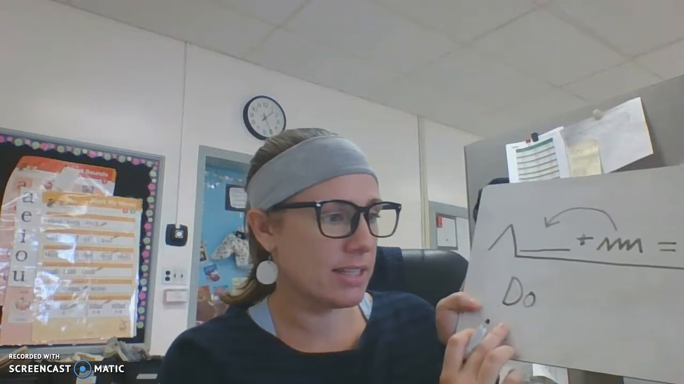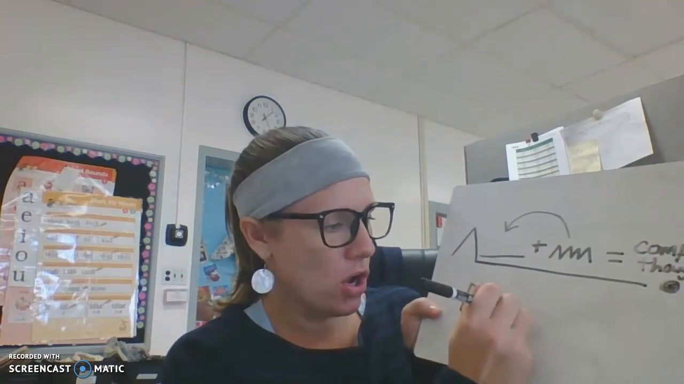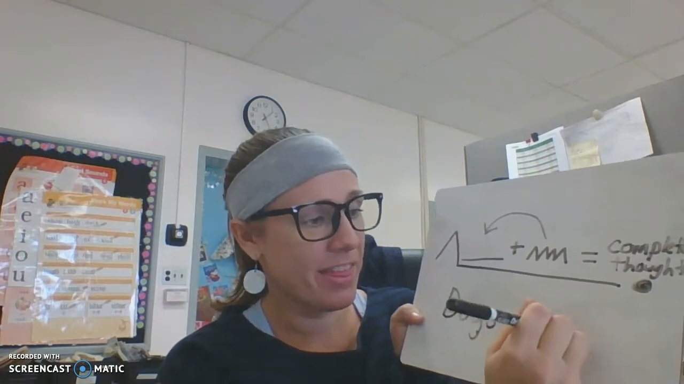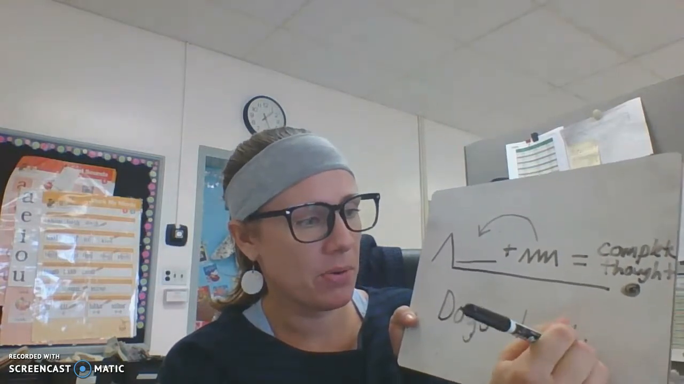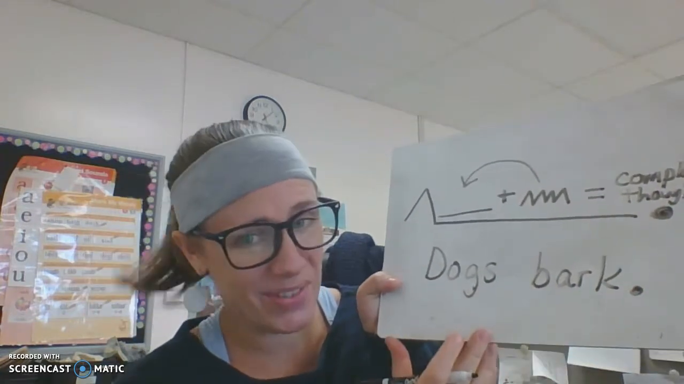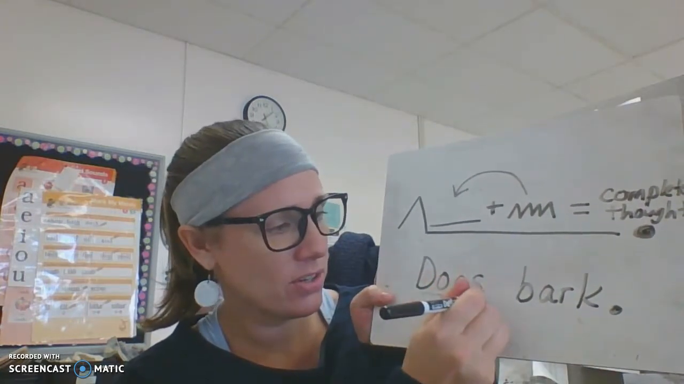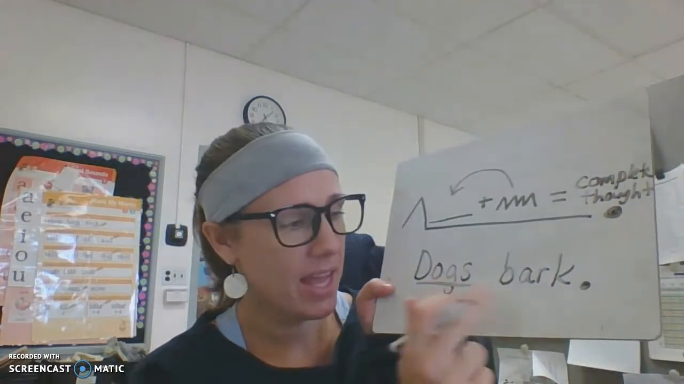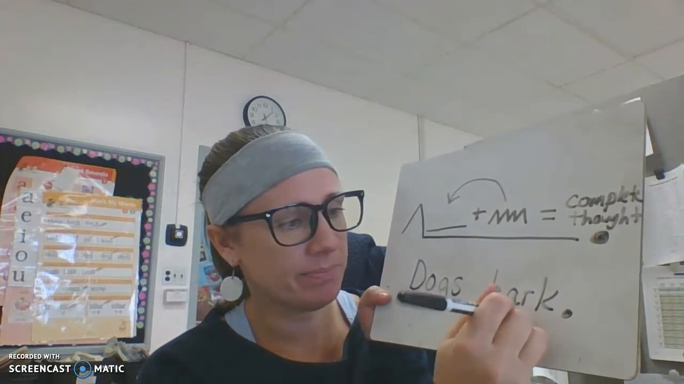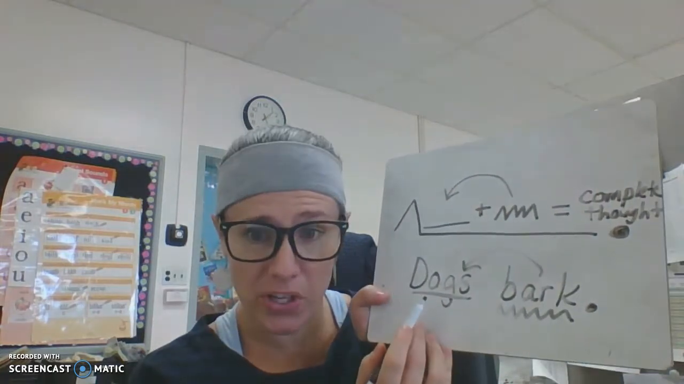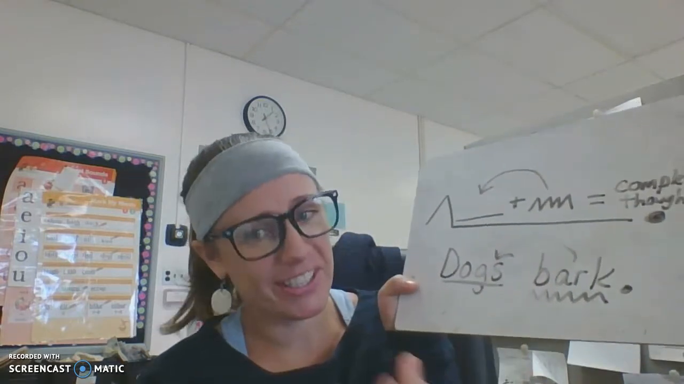So look at this sentence. If we have "Dogs bark," this is a bare bone sentence. It starts with an uppercase. It ends with a stop sign. It has a subject. Who are we talking about? Dogs. So it's just a common subject. And it has a predicate. And it shows us the action that the dogs are doing. What are the dogs doing? They bark. Dogs bark.